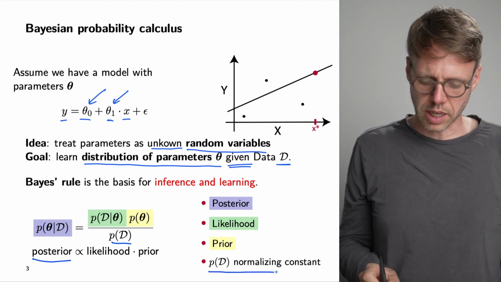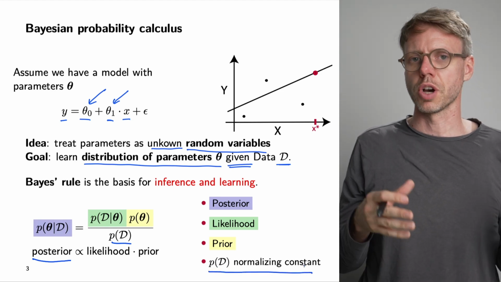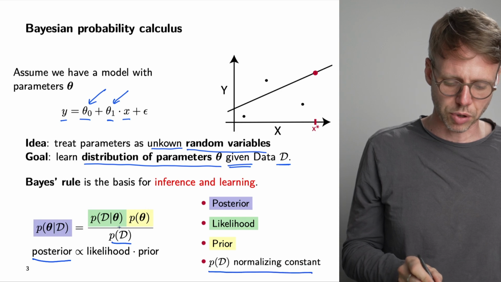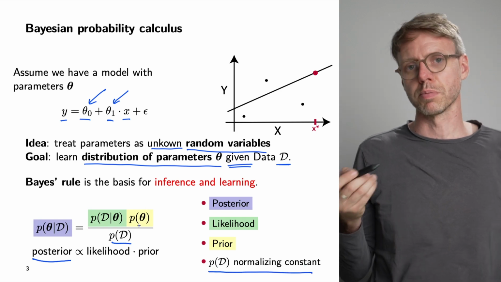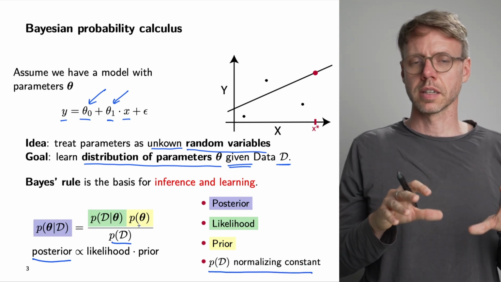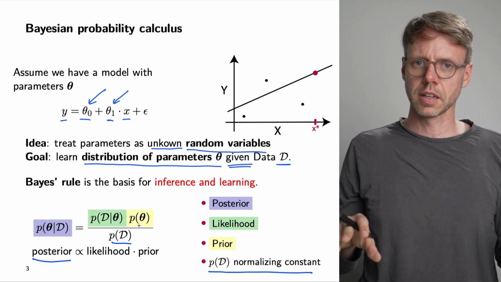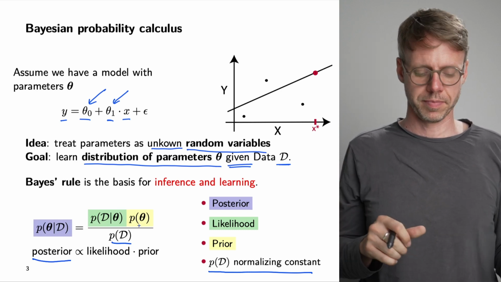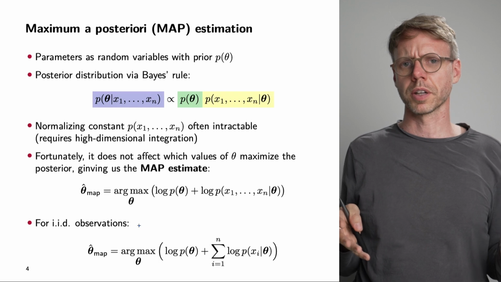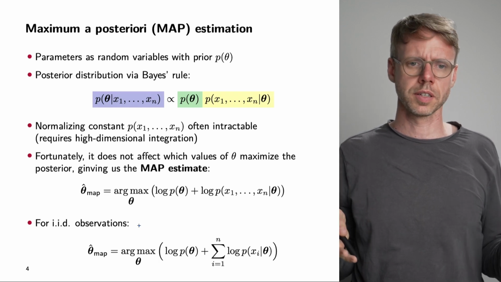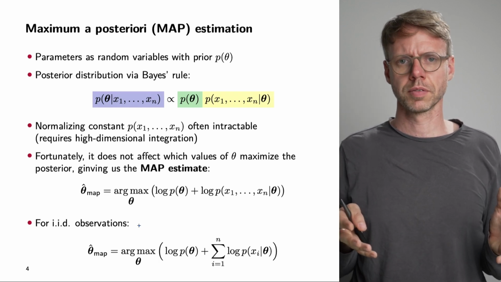Now, you can think of this P of D as a normalizing constant. It basically takes the product of the likelihood and the prior and makes sure that it integrates to 1. Now, how can we work with this posterior distribution?